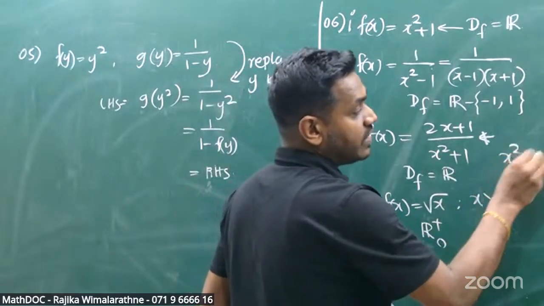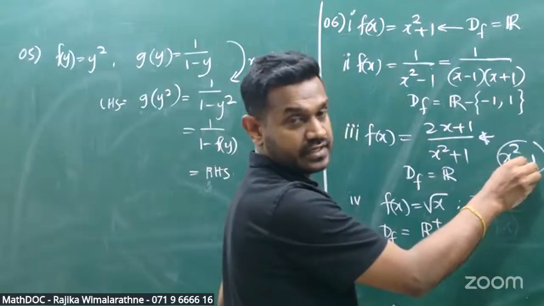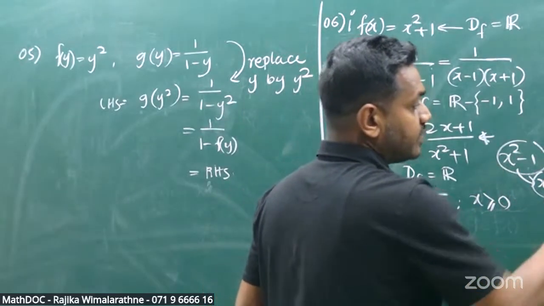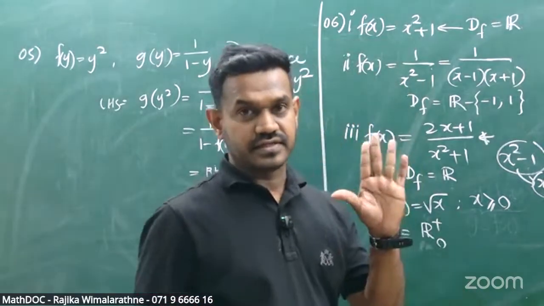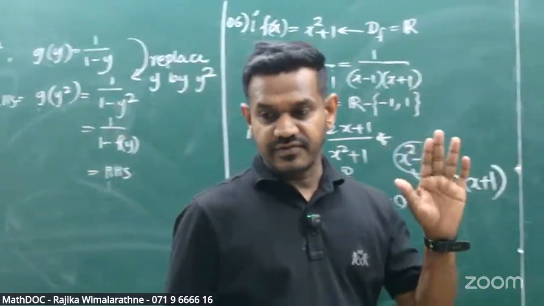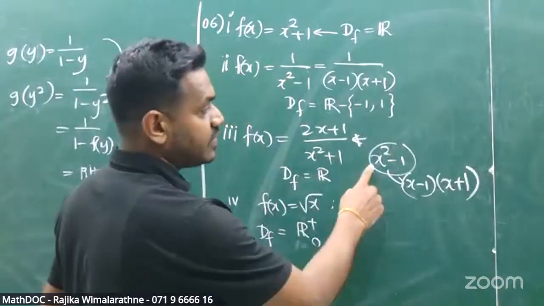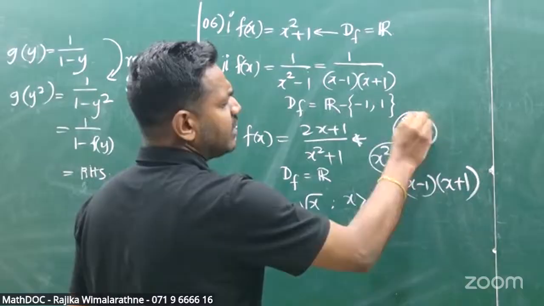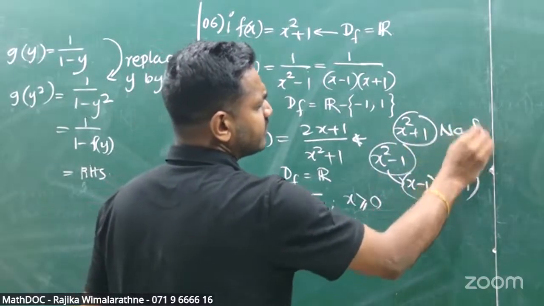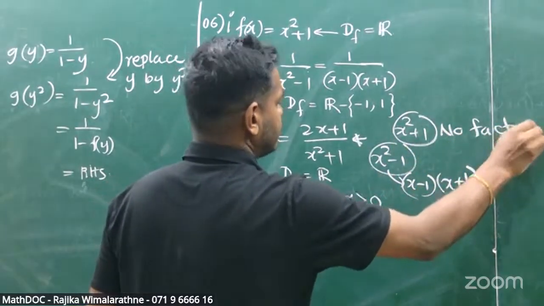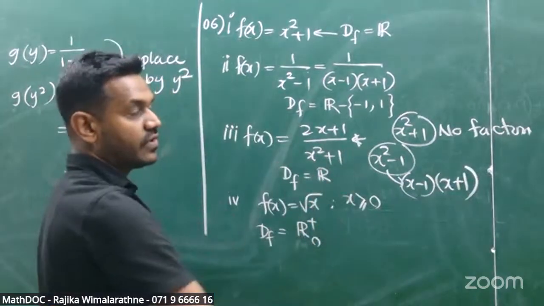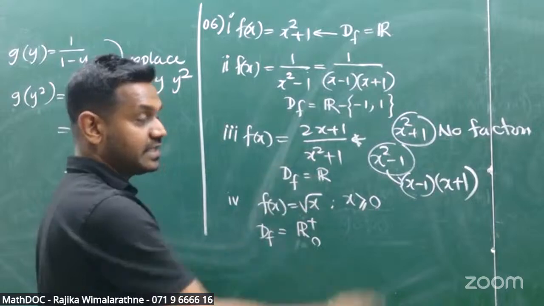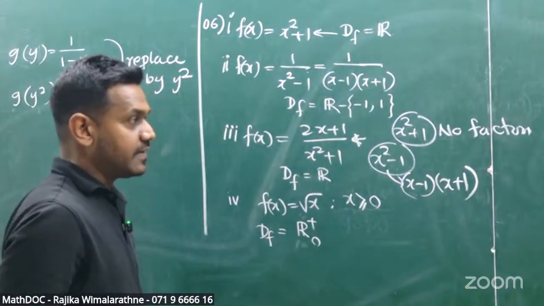If we had x square minus 1, then we would have factors here. That is x minus 1 and x plus 1, no? But for this case, we don't have any factors. Here, x square minus 1 gives x minus 1, x plus 1. But x square plus 1, we don't have factors. No factors. Then no denominator zeros. That's why we write here that the domain is the real set.